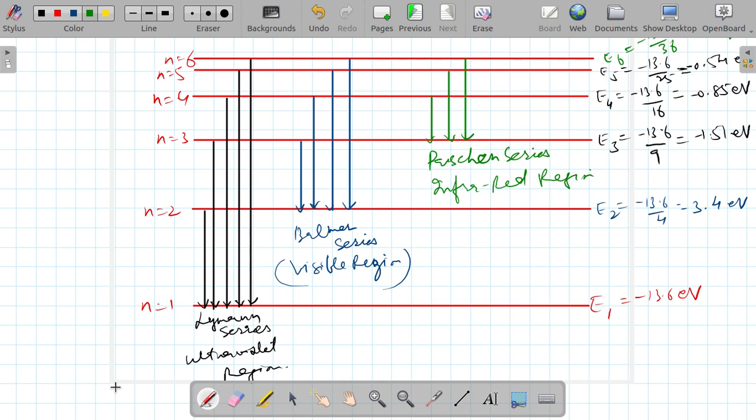So this is the first attempt, Bohr's model is the first theoretical attempt to explain the spectrum of hydrogen atoms.